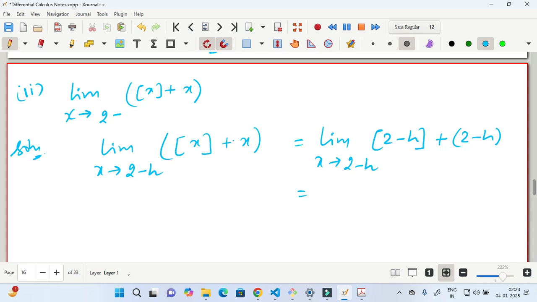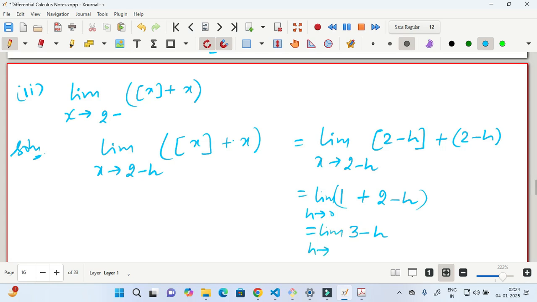Greatest integer of 2 minus h is what? It is less than 2. So what does that mean? Suppose it is around like 1.5 or 1.99, like that. So that is 1. So 2 minus h is approximately 1.99, so the value is 1. So next, plus 2 minus h, which is equals to 3 minus h. Limit of h tends to 0.